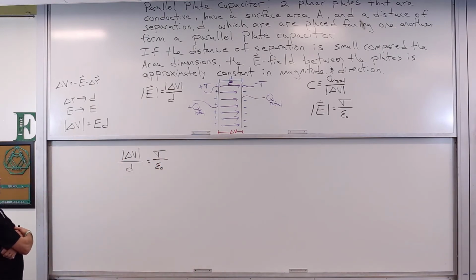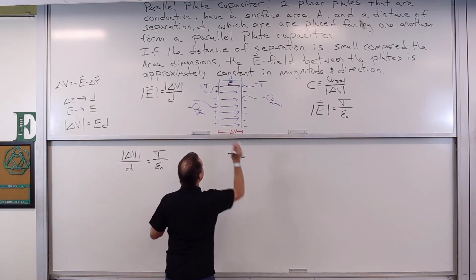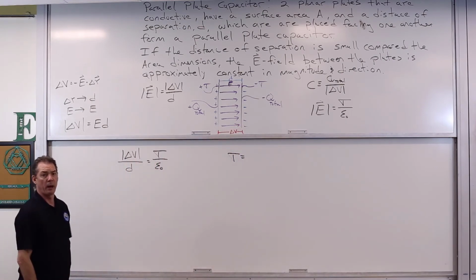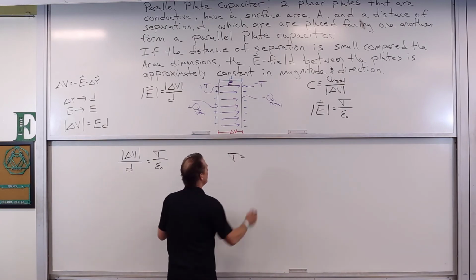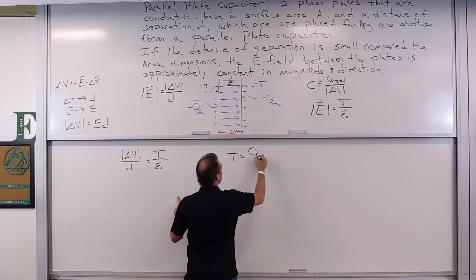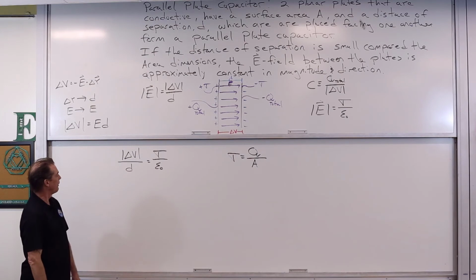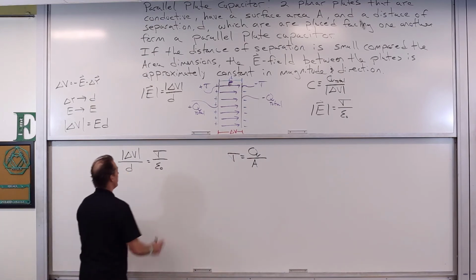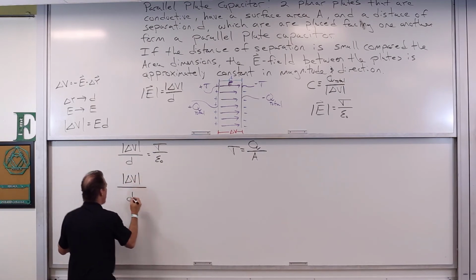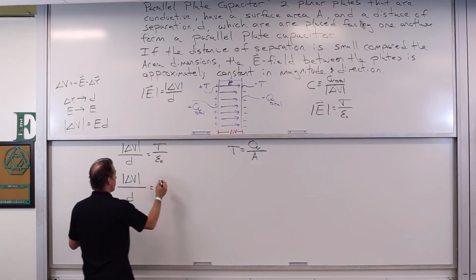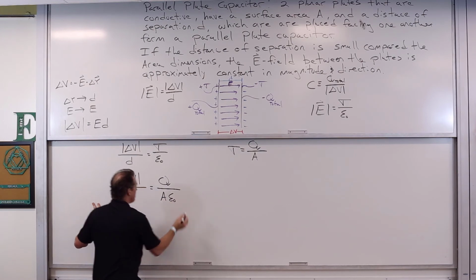All right, so what is sigma? Well, these are conductive sheets, so sigma will be uniformly spread out. It's a uniform surface charge density, and by definition it will just be the charge divided by the area. Charge per unit area, there we go. So what happens if we put that in for sigma? Now we've got that the potential difference across the plates divided by the distance of separation is equal to Q divided by A times epsilon 0.